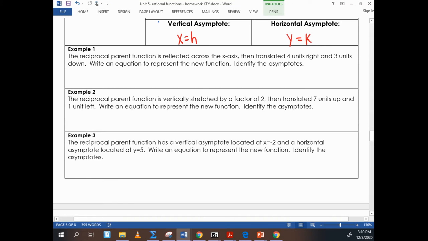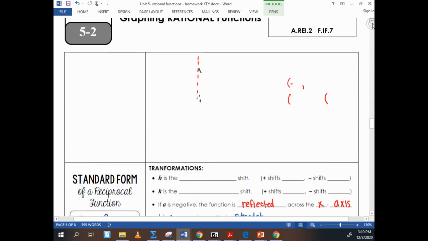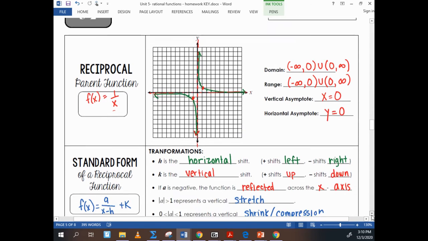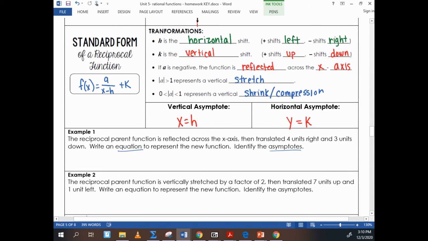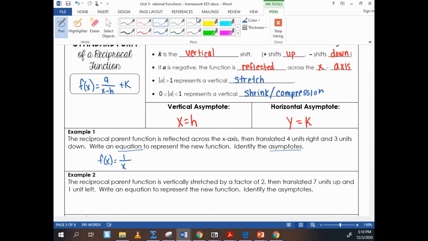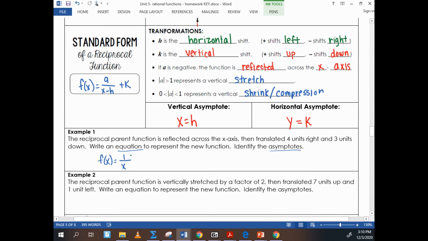All right, for these first three examples right here, they just want us to write the function. It says write an equation to represent the new function, and then you're going to also identify some asymptotes. So looking up here, it starts us with the reciprocal, the parent function. Remember the parent function is just 1 over x. That's where we start. And then we're just going to see how the rest of these things transform it or change it from this original parent function.